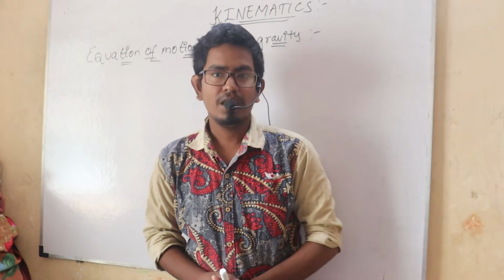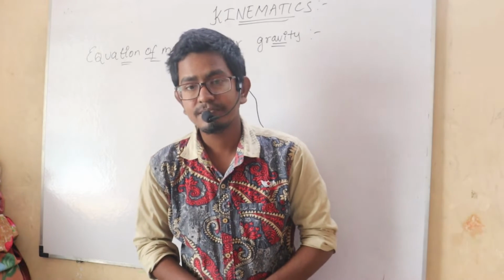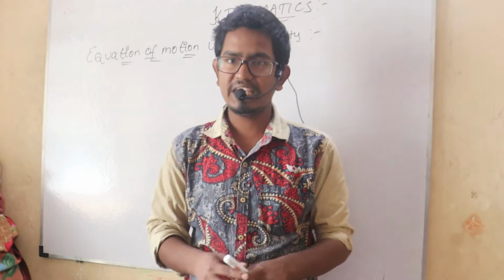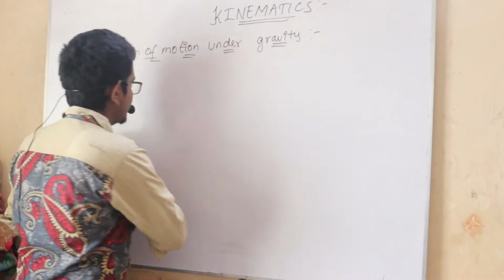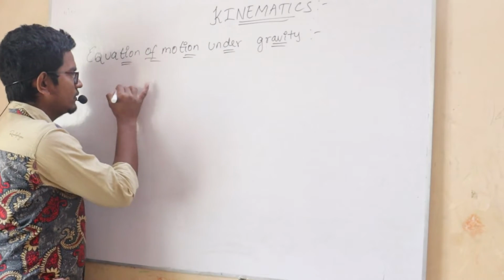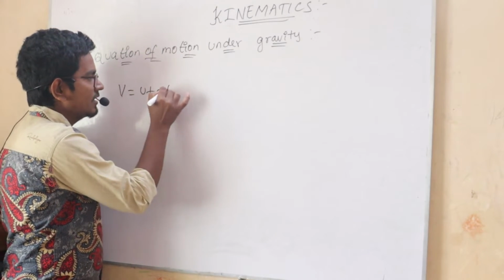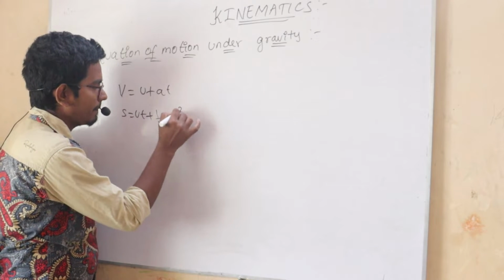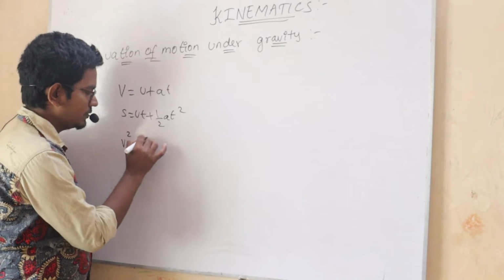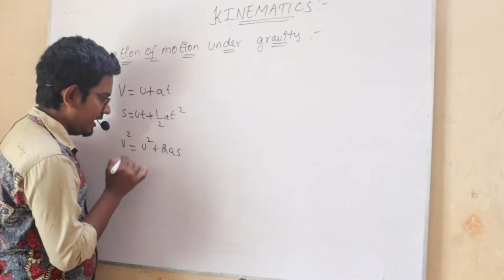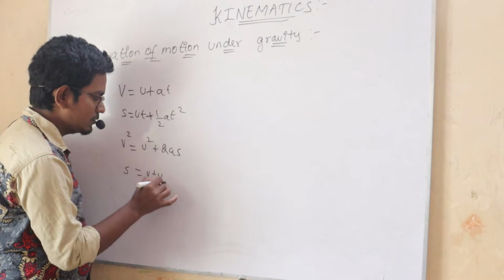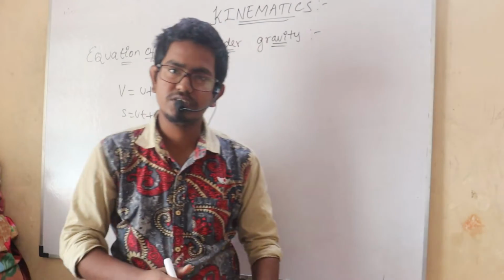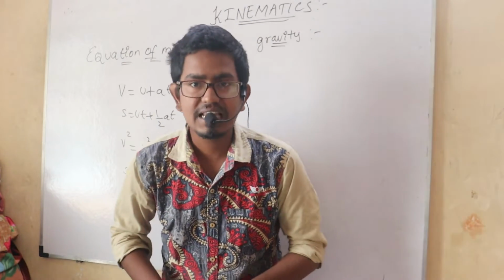In the previous lecture, we discussed kinematics and we derived kinematic equations too. So what are those kinematic equations we studied in the last lecture? V is equal to U plus AT, S is equal to UT plus half AT square, V square is equal to U square plus 2AS, and S is equal to (V plus U) upon 2 into T. So these are the four kinematic equations which we derived in the previous class.